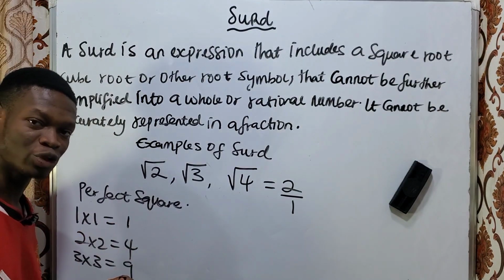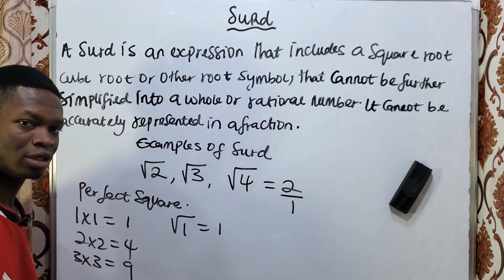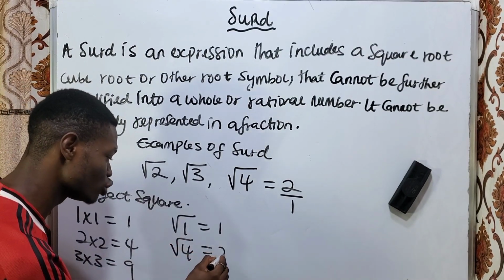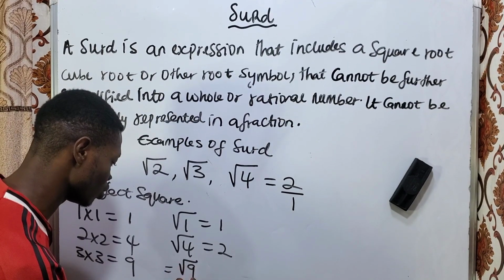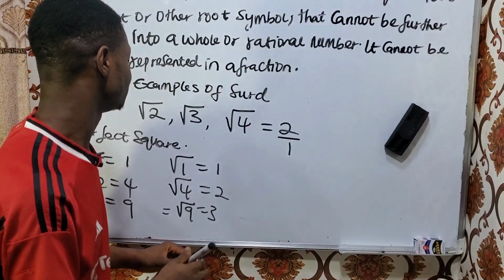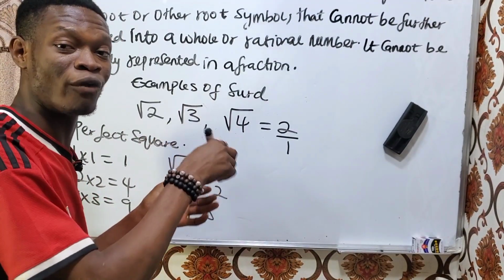So 1 is a perfect square. If you have square root of 1, it's also 1. So square root of 1 is not a surd. Square root of 4 is 2. It is not a surd. Square root of 9 is 3. Square root of 9 is not a surd. You understand? Then surds are when you have square root or other root of non-perfect squares.